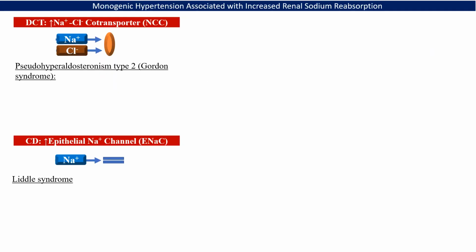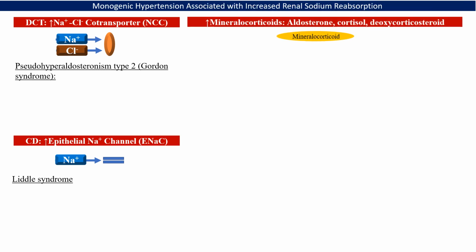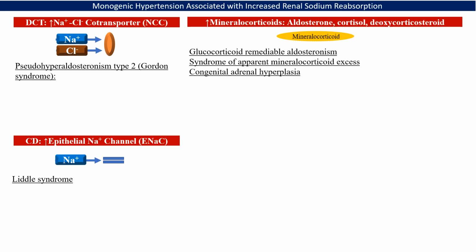Hypertension may result from increased renal sodium reabsorption due to mutations that can lead to high levels of steroid hormones with mineralocorticoid activity, such as aldosterone, cortisol, and deoxycorticosterone. These conditions include glucocorticoid remediable aldosteronism, syndrome of apparent mineralocorticoid excess, and congenital adrenal hyperplasia.